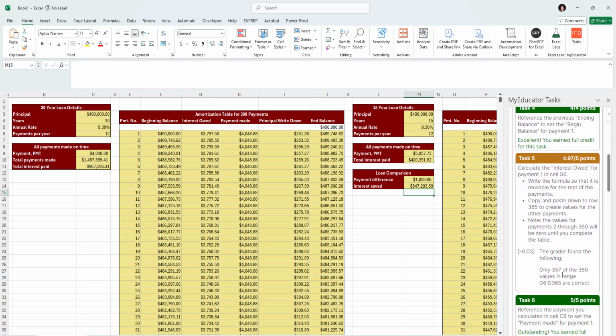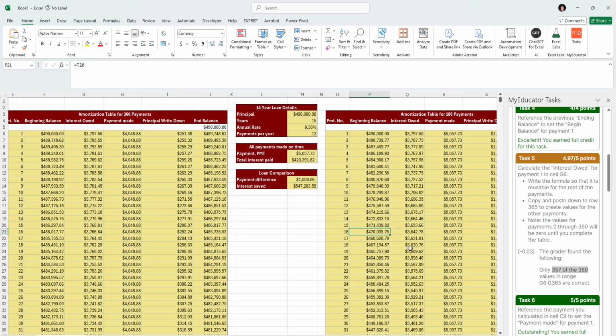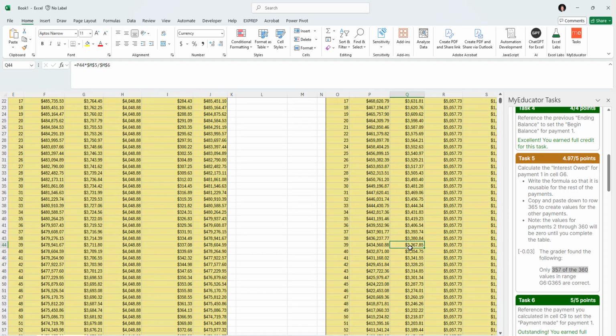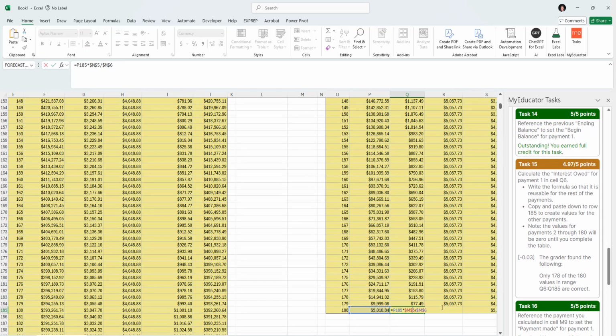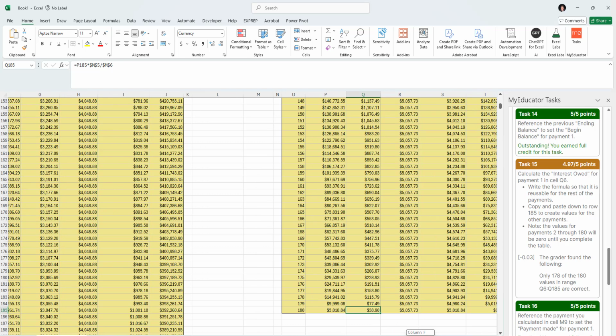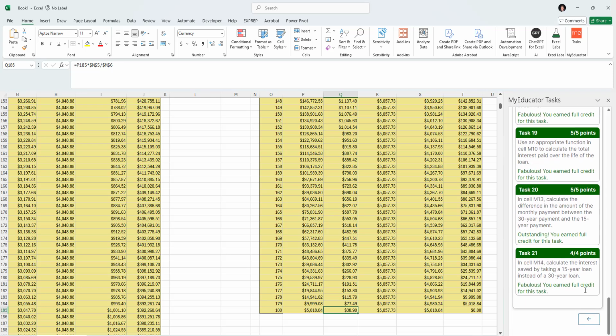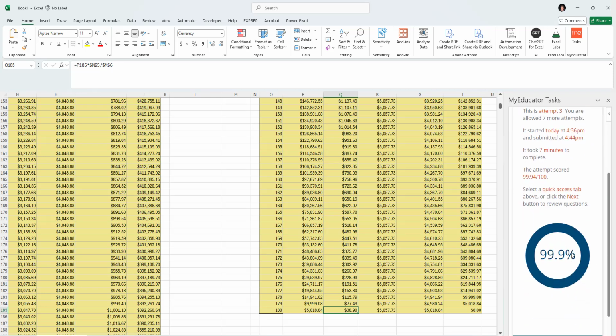99.9%. 357 of the 360 values are correct. Well, if 357 out of 360 are correct, there must be round off error somewhere, and I bet it's either the first three or the last three. And I won't be able to tell. Calculate the interest owed. 178 out of 180. So there's some kind of little round off error going on in here. And I apologize for that. I'll take the 99.9% and move on.